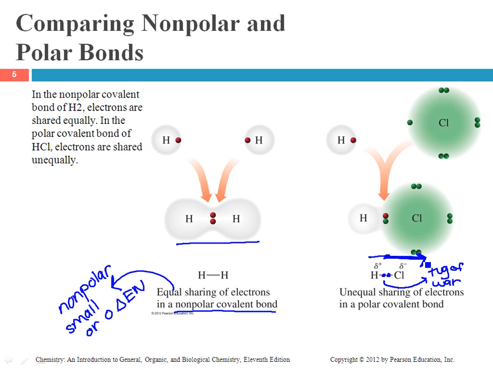If it pulls electrons harder to itself, then it's going to have a partial negative charge, that's what that little symbol is, because electrons are negatively charged, so it's pulling negative charge closer to itself and leaving this hydrogen as a partial positive charge, because it lost the tug-of-war. It's less electronegative, and chlorine is more electronegative. So we have a large enough difference in electronegativity to make this bond polar covalent.